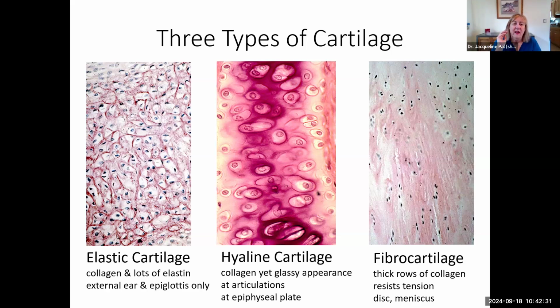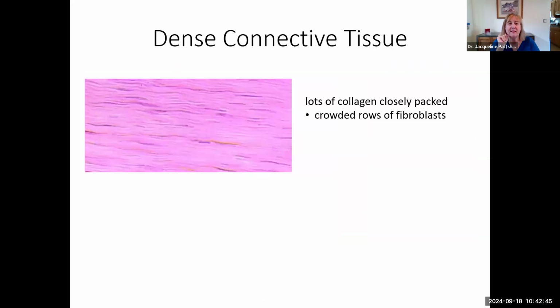Okay. So that's all I have to talk about with cartilage. And so we're done with the C. We've done our 2 A's, we've done our 2 B's, we've done our C. All we have left is our D, and that is dense connective tissue. And so here, once again, we have lots of collagen closely packed, but now we have crowded rows of fibroblasts.